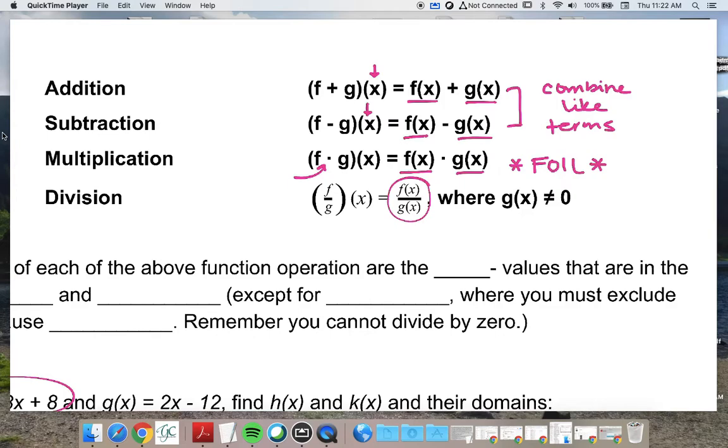You don't have to simplify any further. Once we get into rational functions later in the year, that's when we'll worry about simplifying and seeing if we can cancel anything or reduce or whatever.